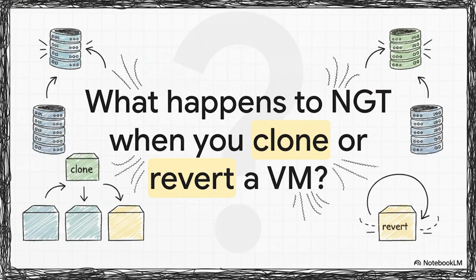So we've covered how great NGT is when everything is running smoothly. But let me pose a question to you. What happens to the NGT service and its configuration when you clone a VM or when you perform an in-place revert from a previous snapshot?